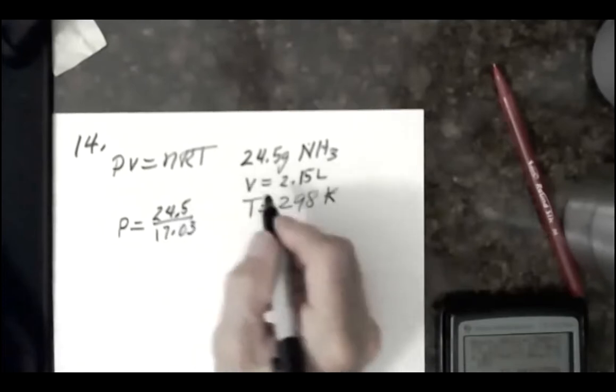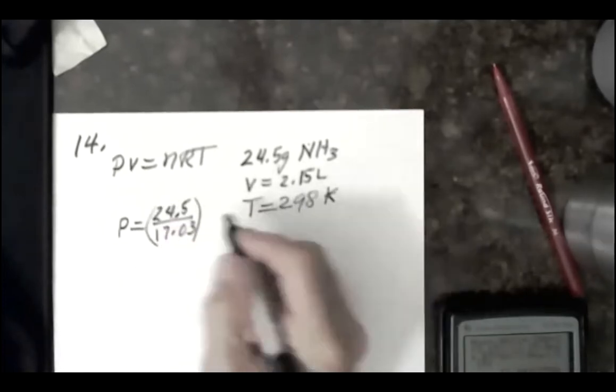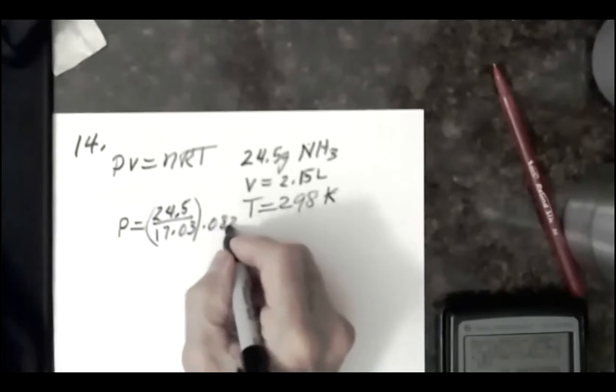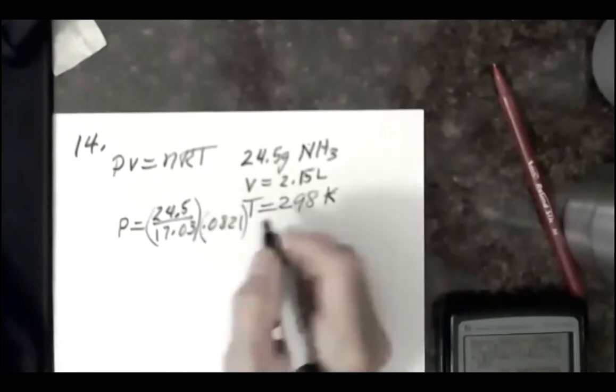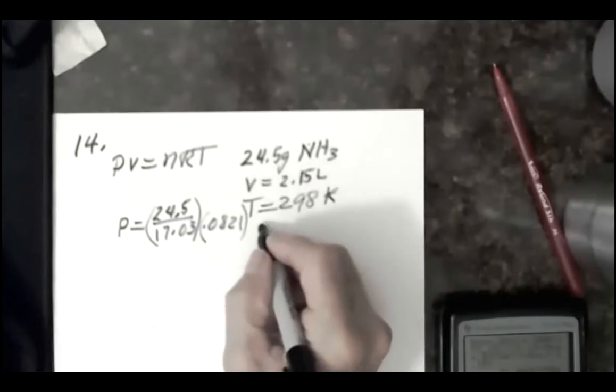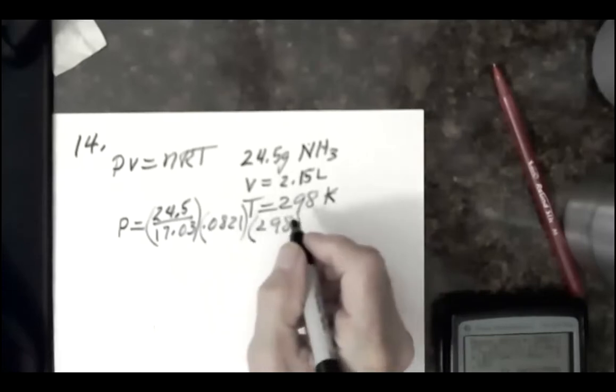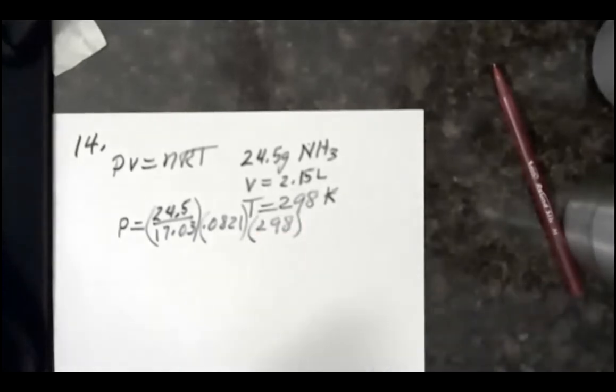And that's the number of moles. R is 0.0821. And the temperature we're going to say is 298 until we know differently. Let's see what we get as an answer, and that might tell us whether that's the right temperature or not.